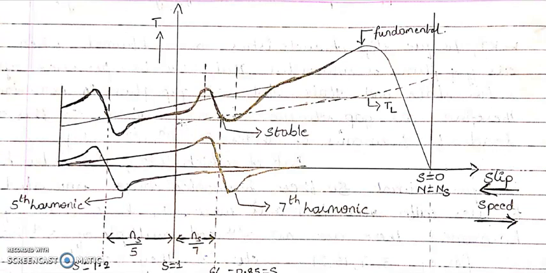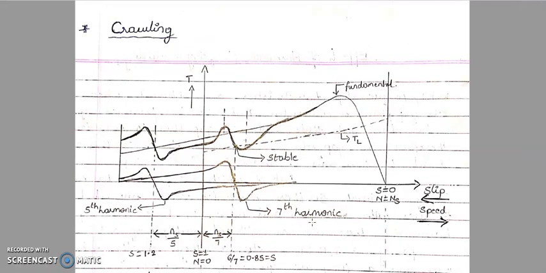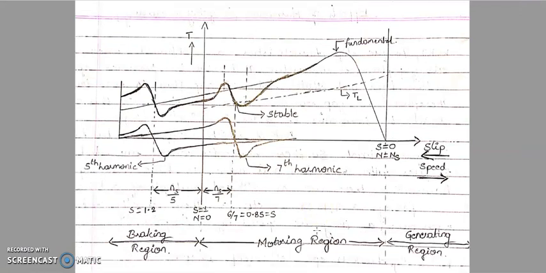Now, like I said, crawling means the reduction in the speed of the motor from the synchronous speed. Now let us see the torque slip characteristics. This is a typical torque slip characteristic. Here we will understand how my 5th harmonic and 7th harmonic are playing a key role. And again, you can see this is actually the torque slip characteristic which I need.